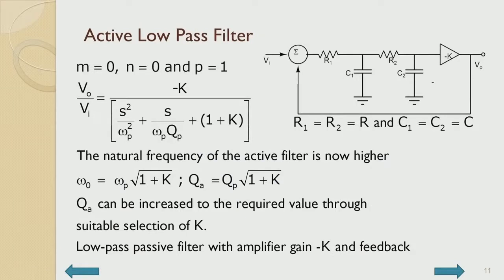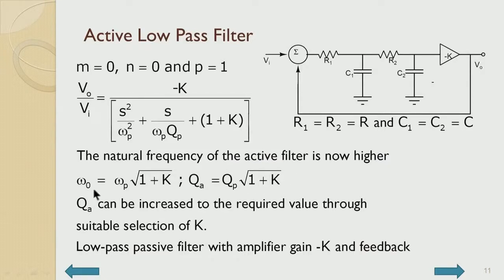Active low pass filter, okay, how to convert this? So, this network with this value of R and C is embedded in this inverting amplifier with gain k. The natural frequency of the active filter is now omega naught equal to square root of 1 plus k into omega p, root c by a. And Qa is equal to Qp divided by square root of 1 plus k. So, this is Qp into square root of 1 plus k.